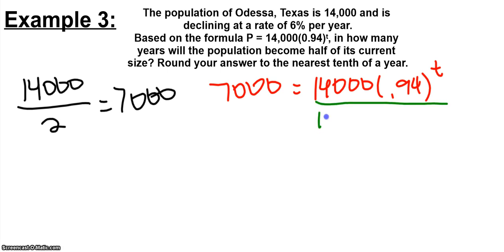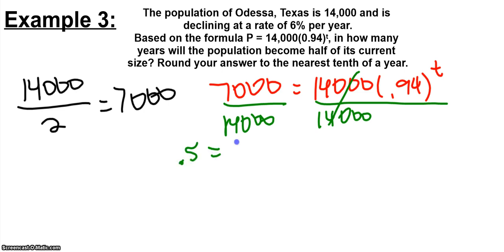Now, you want to get the exponential by itself. So you're going to divide both sides by 14,000. And then 7,000 divided by 14,000 is a half. And this equals 0.94 to the T. Okay, and so we want our population to be half its current size. So that's why this right here is a half. So if you want to start right here, that's fine.